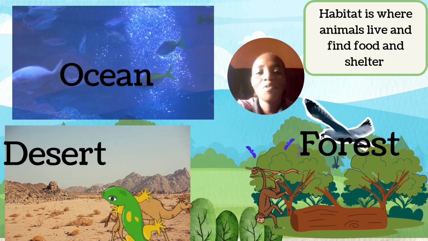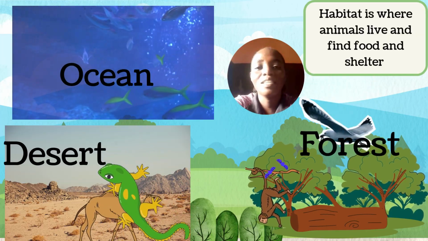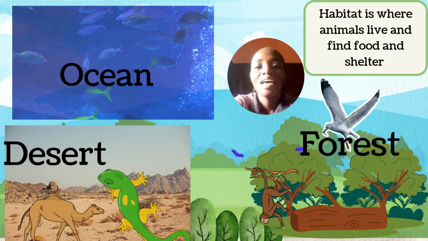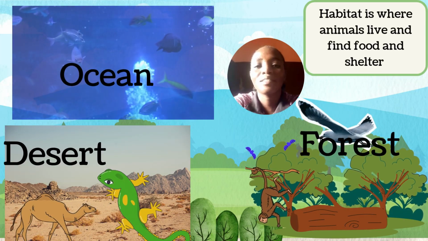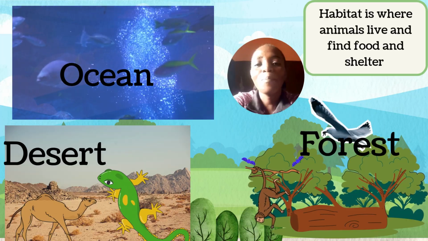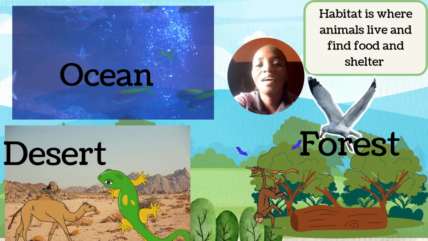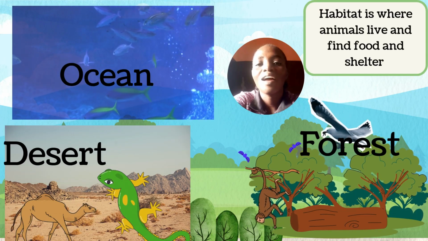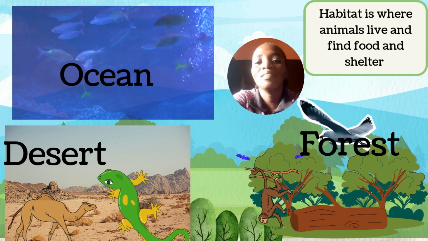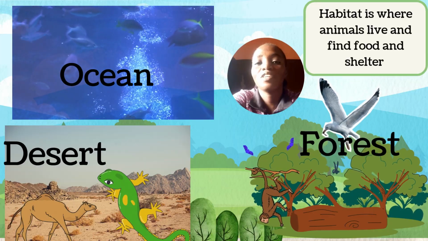Each and every one of these animals mentioned lives in a specific environment, and that is what we call habitat. What then is habitat? Habitat is where animals live and find food and shelter.